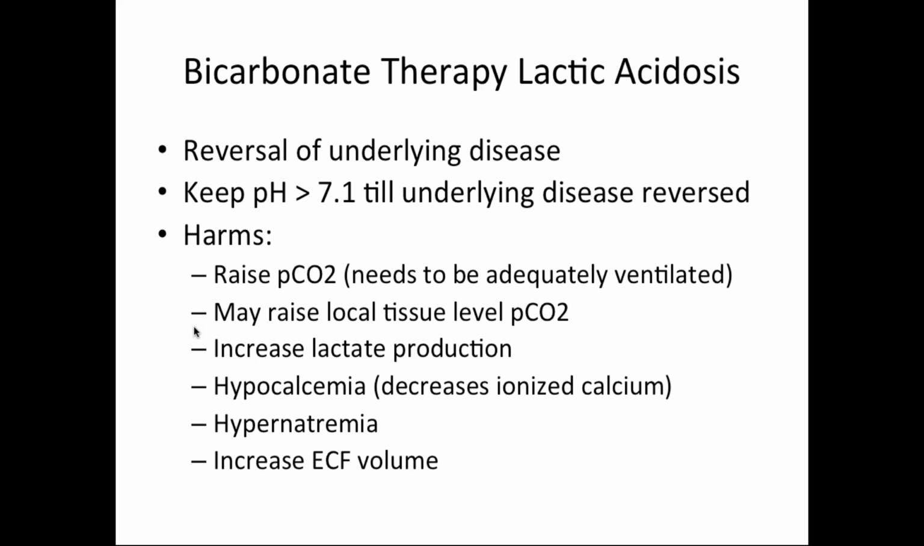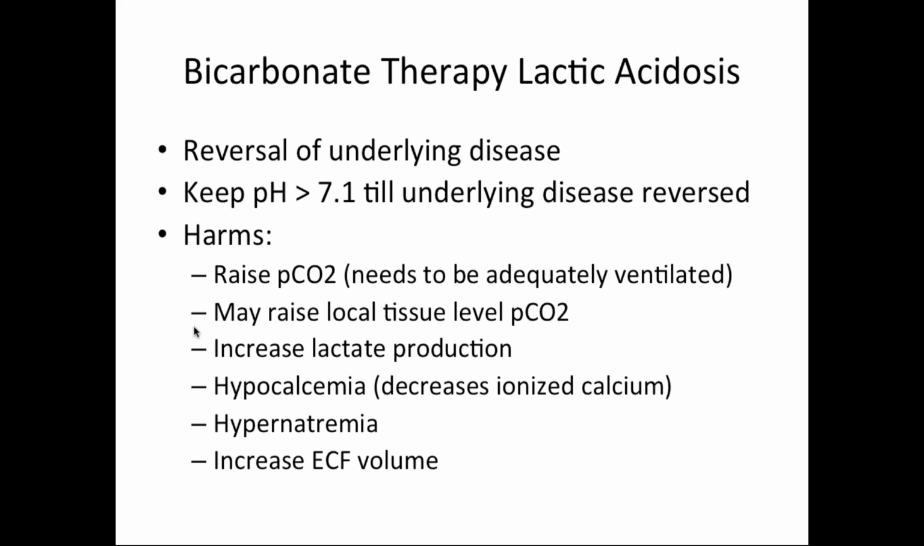There can be increased lactate production because the low pH turns down glycolysis. But now that we've corrected the pH, that feedback loop is going to shut down, and so there can be an increase in lactate production. Any rise in pH decreases the ionization of calcium, decreasing the ionized calcium by buffering more of the calcium with albumin. And so someone who has some low calcium can become overtly hypocalcemic.